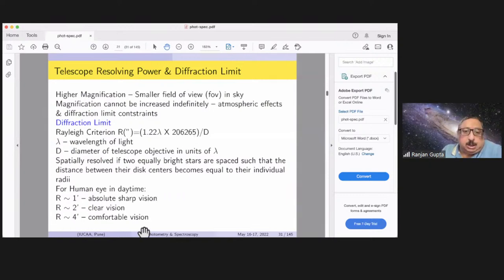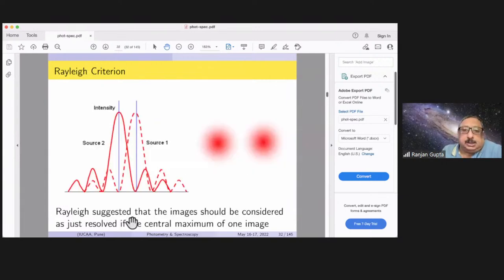This is just a quick table here. Anybody having very good vision, absolutely sharp, is 1 arc minute. Remember, this is not arc second. This is much bigger, 1 arc minute. Clear vision and comfortable vision is 4 arc minutes. This I already told you. Essentially, the cross point defines the two stars, and assuming that the stars are the same brightness, this should be 80% of this peak.